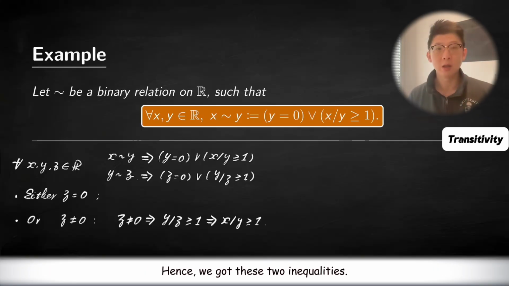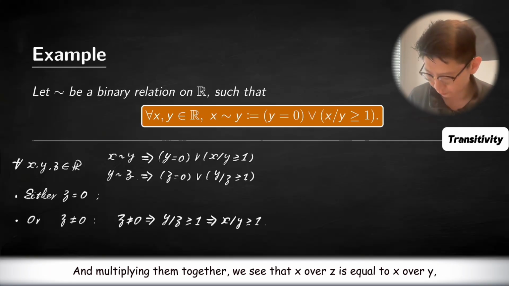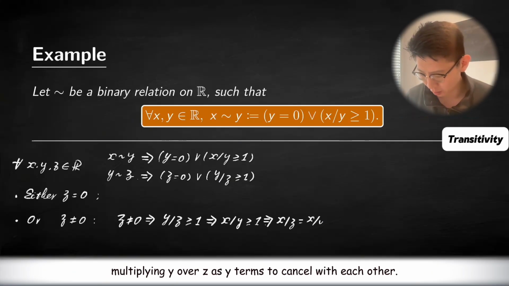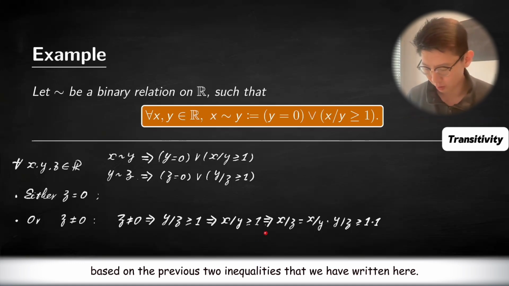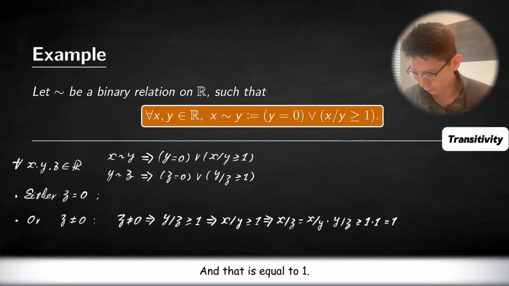Hence, we got these two inequalities, and multiplying them together, we see that x over z is equal to x over y multiplying y over z, as the y terms cancel with each other. That is greater than or equal to 1 multiplying 1, based on the previous two inequalities that we have written here, and that is equal to 1.